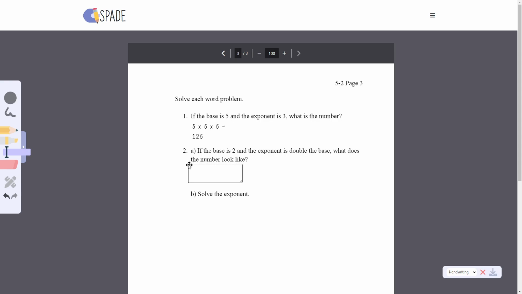If the base is 2 and the exponent is double the base, what does the number look like? 2 to the 4th power would be your answer. Solve this exponent. 2 times 2 times 2 times 2. 2 times 2 is 4. 4 times 2 is 8. 8 times 2 would be 16.